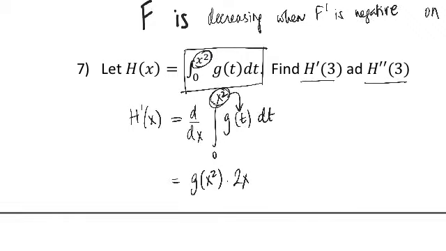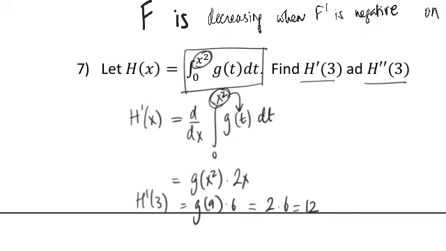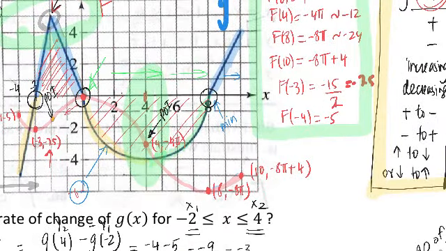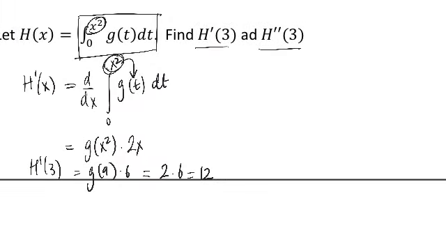So then I can do big H prime of 3, which is g of 9 times 6. 2 times 3 is 6. G of 9 off of the graph, I think, is 2. And so 2 times 6 is 12 is going to be my answer. Yeah, g of 9 is right here at 2, okay? All right, last one here, h double prime, right?